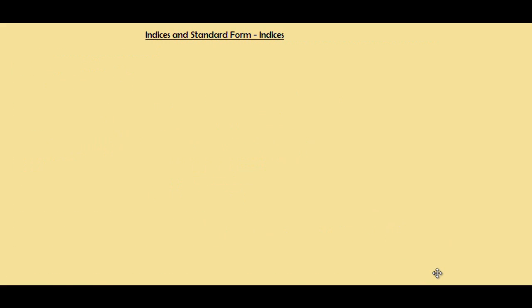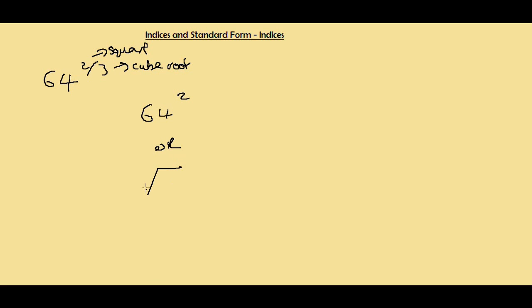So let's do one last question on the fractional stuff. 64 to the power of 2 over 3. So this means the third root, i.e. the cube root, and this means squared, or power of 2, normal power. So what are we going to do first? Either 64 squared, or cube root of 64. What one seems easiest?